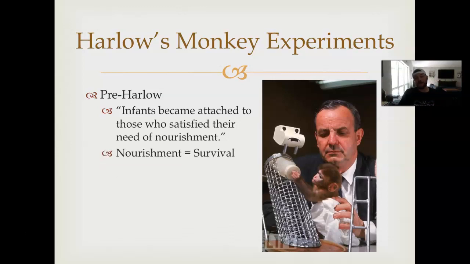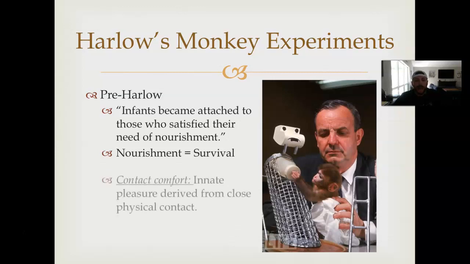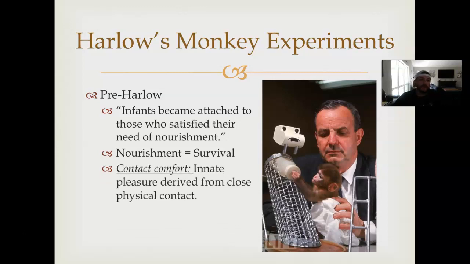Now, when I mention nourishment, I'm really just talking about this idea of survival. So whatever helps the animal or the human survive and thrive. And so that's what you have pre-Harlow. Now, a big term that you need to understand with this is this idea of contact comfort. Contact comfort is what you develop when you develop a close tie or, if I want to quote my man Carl Rogers, an unconditional positive regard.